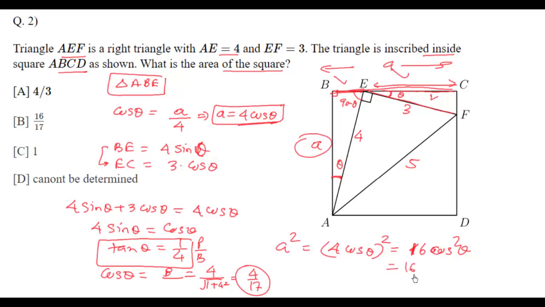So it will be 16 into 4 by root 17 whole square. So this will be 16 into 16 divided by 17. This will be the answer. I think the option needs to be changed. Here it is 16 square divided by 17. So option B becomes the right answer.